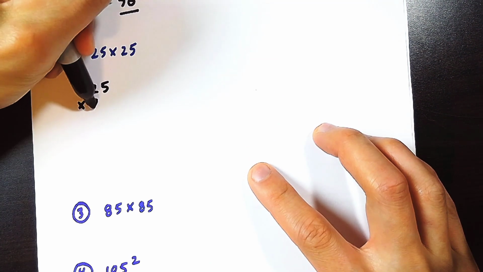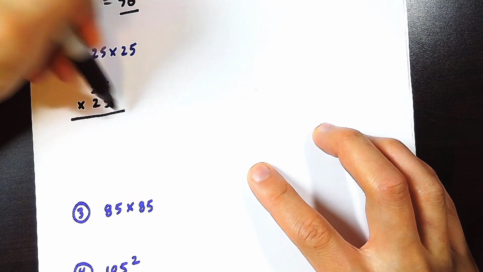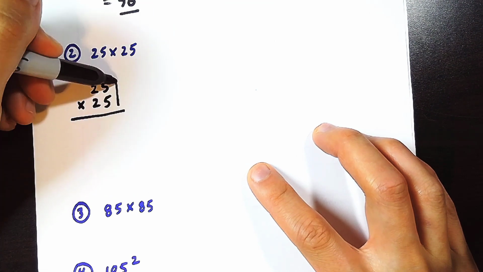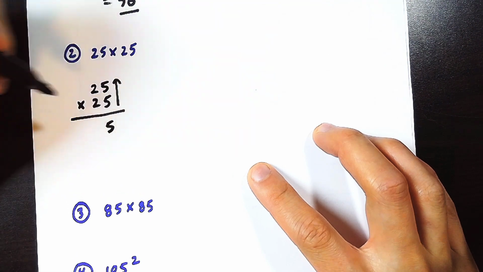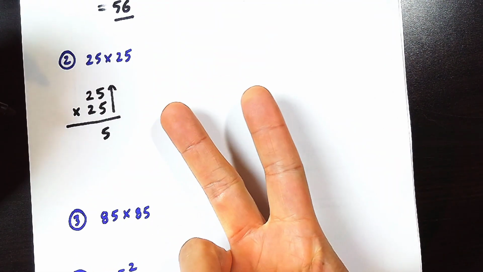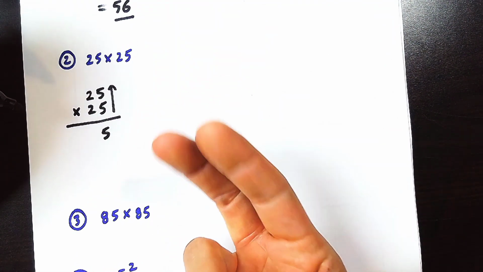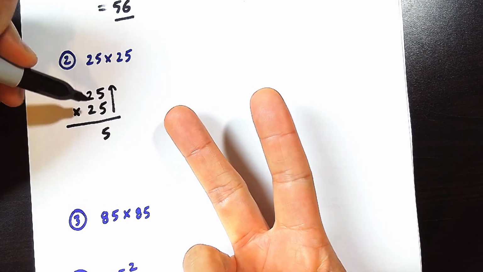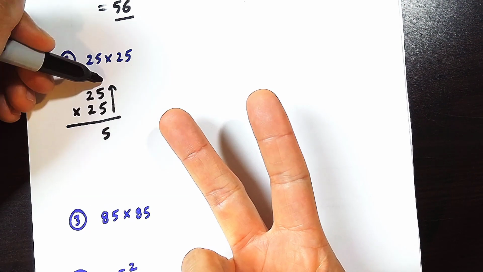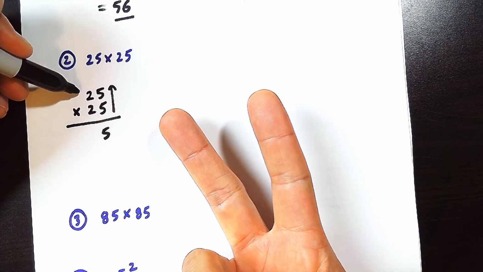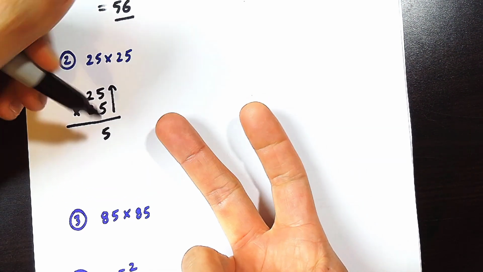25 times 25. We're going to do lasers. Choo! 5 times 5 is 25. Put the second digit down there. I recommend you use your fingers because we're holding in our head 25, 2, 5, 25. And then you laser across this way. So you went this way, now we go this way. 5 times 2 is 10, plus 2 more is going to be 12.